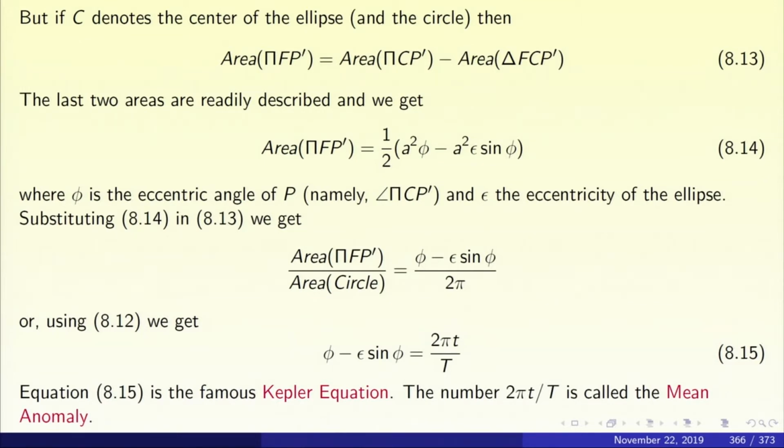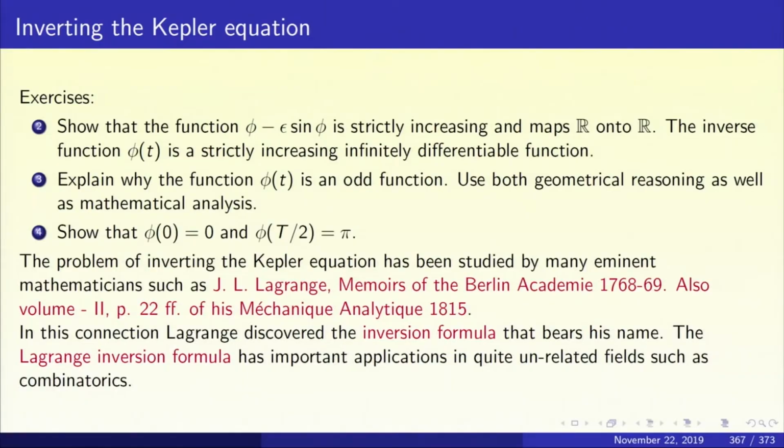If the direct function is infinitely differentiable, then the inverse function is also going to be infinitely differentiable, as long as it's strictly increasing and bijective. And lambda minus epsilon sine lambda is infinitely differentiable. So the inverse function is also infinitely differentiable. So phi is differentiable as a function of little t infinitely often. So we have proved that the inverse exists and it is smooth. So that is exercise number 1 in this slide.